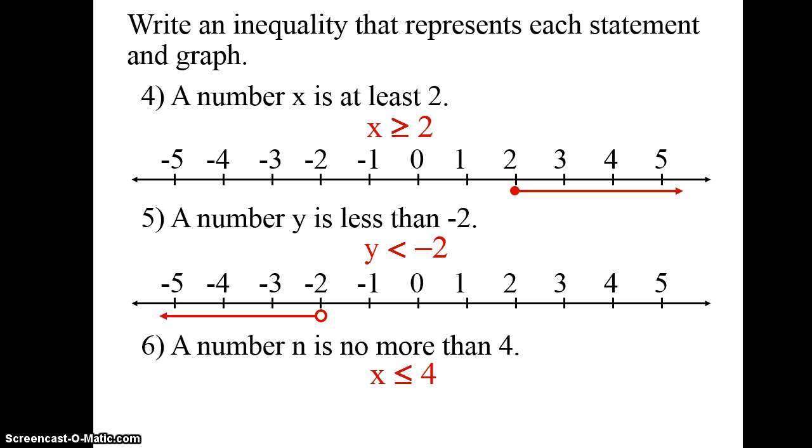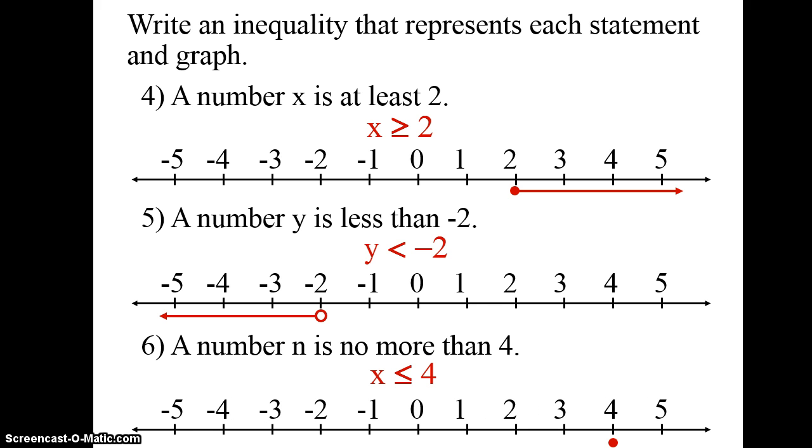And it's less than or equal to 4, since it can't be any more than that. So I know that when I go to graph, it's going to include 4, so I'm going to put a closed dot at 4. I could have 4 or anything smaller than 4, since it's no more than 4, so I'm going to color to the left, and there's my answer.